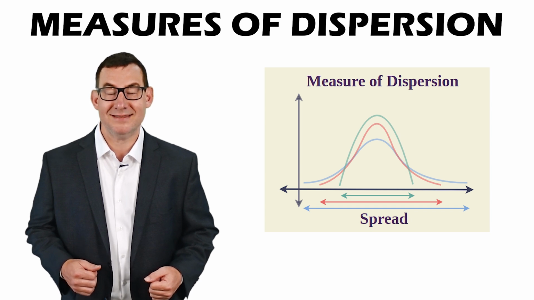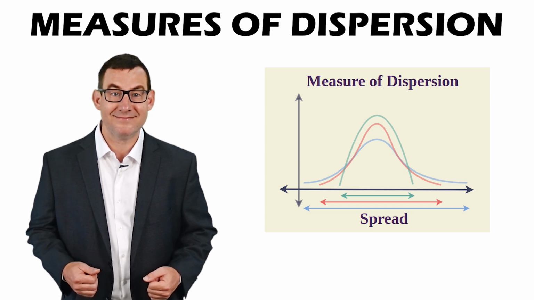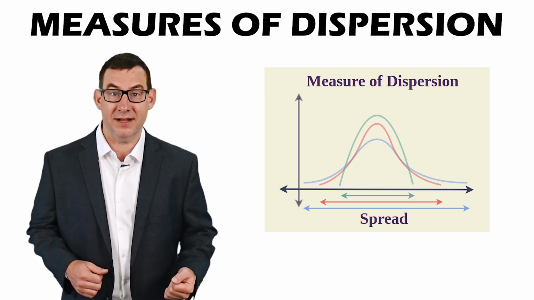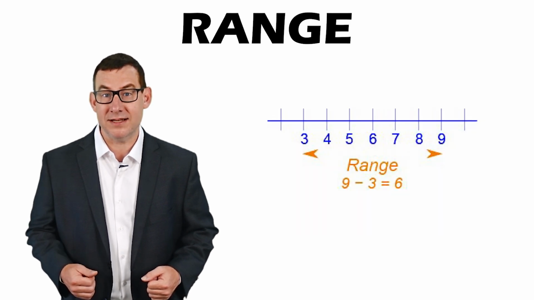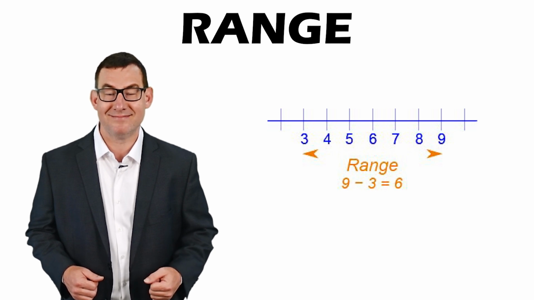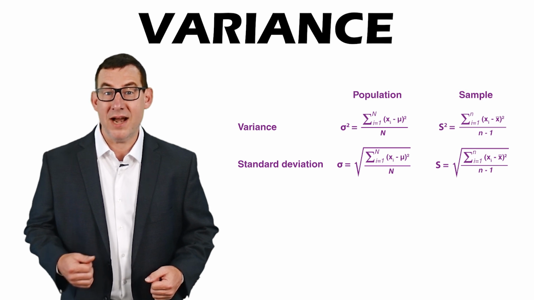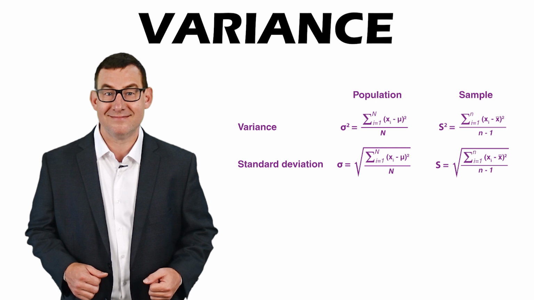Measures of dispersion. Measures of dispersion are measures of variability. Measures of dispersion include range, variance, and standard deviation. The range is the difference between the minimum and maximum values in a dataset. The variance is a measure of how spread out the values are from the mean.